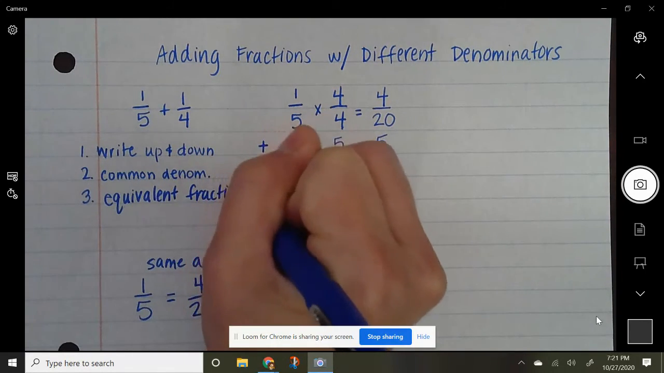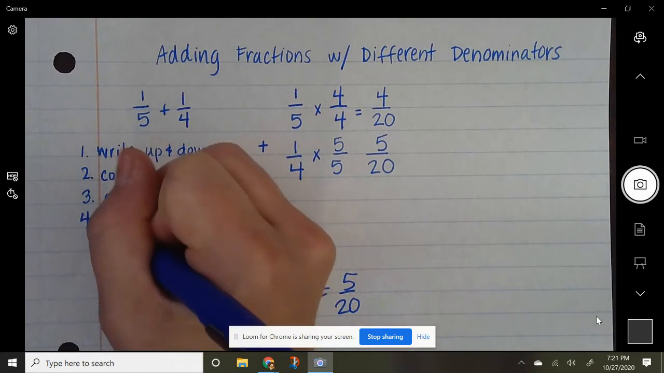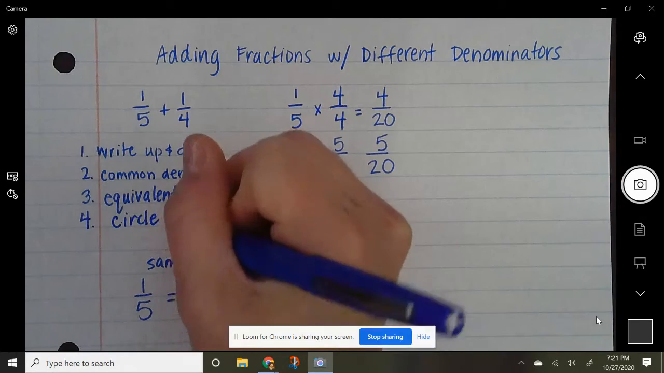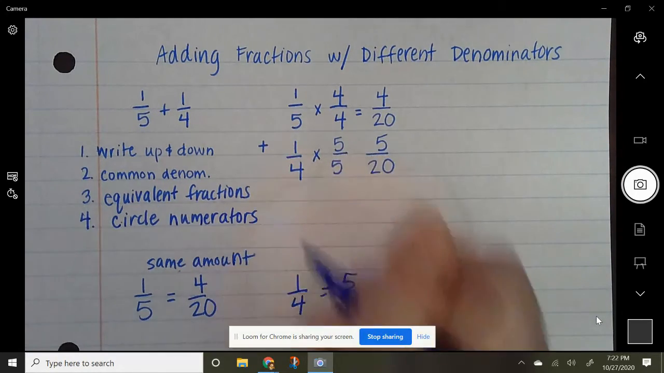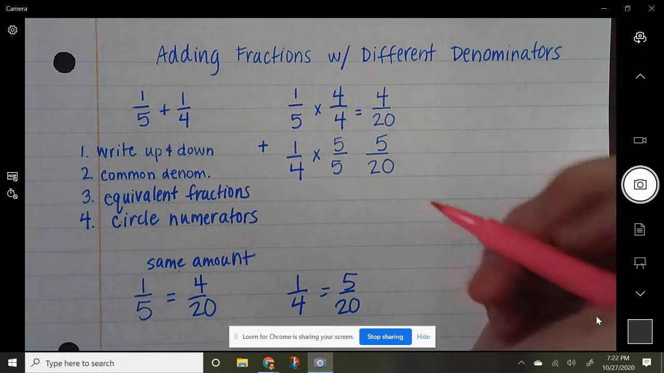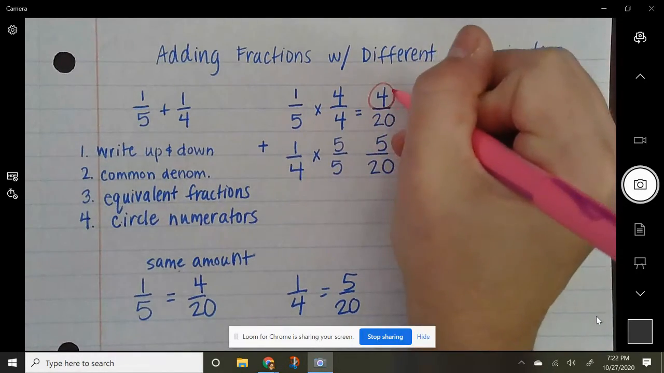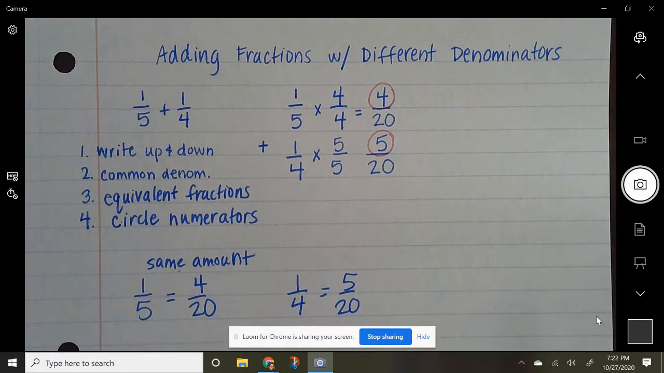I did that. Step 4 is circle numerators. Now, I added this step. This is probably a step that your teachers don't even do. But I have so many kids come to me and messing up this step. So I just started making a habit of circling the tops, because the tops are the only thing you add.